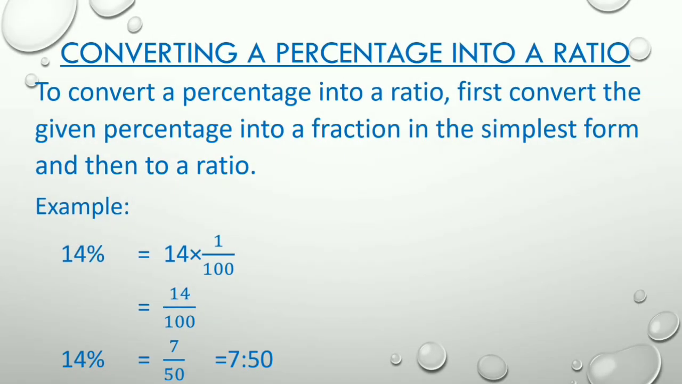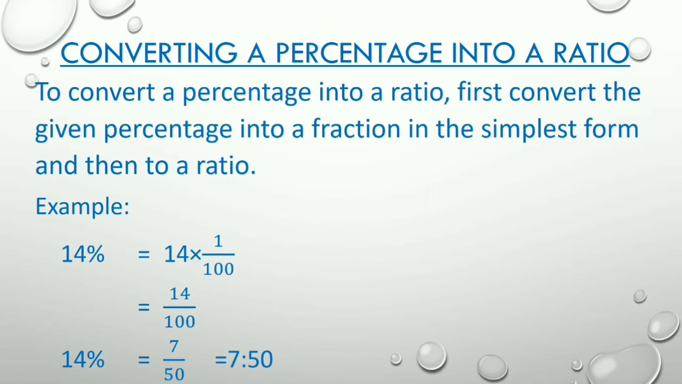Now another conversion, converting a percentage into a ratio. To convert a percentage into a ratio, first convert the given percentage into a fraction in the simplest form and then to a ratio. We know that ratios are very similar to fractions, or in mathematical calculations, ratios are treated equally as fractions. Therefore, converting into a ratio is almost the same as converting into a fraction.